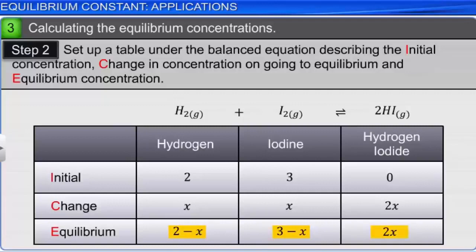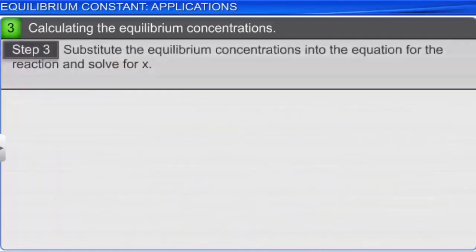In the third step, substitute the equilibrium concentrations in the equilibrium equation and solve for X. The equilibrium equation for the reaction is Kc is equal to the concentration of hydrogen iodide raised to the power of 2 divided by the product of the concentrations of hydrogen and iodine.